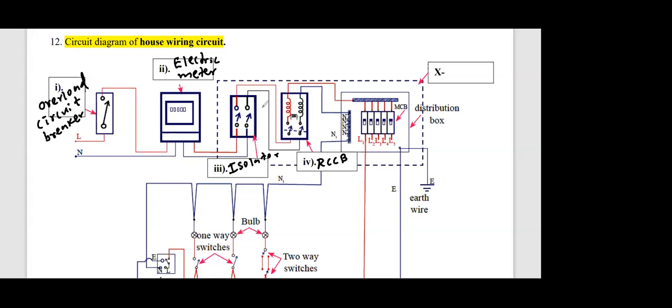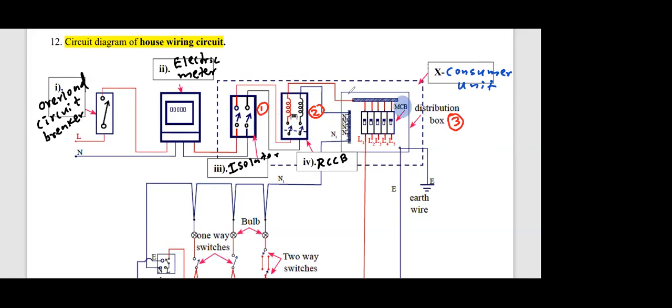So if you want, I'll put 1, 2, 3. Number 1, isolator. Number 2, the trip switch or the RCCB, and number 3, this distribution box or the D board. So all these 3 together are known as the consumer unit. So what is X here? Consumer unit. You have all this in your house. You can check. The consumer unit consists of isolator, RCCB and distribution box. Inside the distribution box there are MCBs.